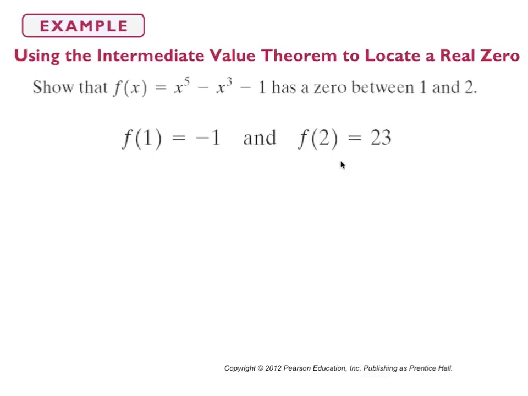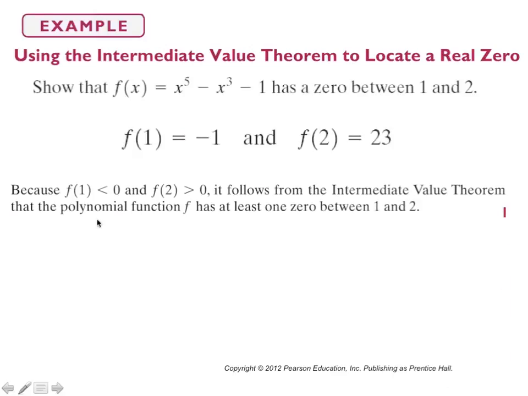In order to do that, we need to find f of 1. We plug 1 in here and get 1 to the 5th minus 1 to the 3rd minus 1, and if you do that, you get negative 1. We want to find f of 2, so we plug in 2 to the 5th minus 2 cubed minus 1, and we get 23. Because f of 1 is less than 0 and f of 2 is greater than 0, the intermediate value theorem tells you that you are going to have at least one zero between 1 and 2.